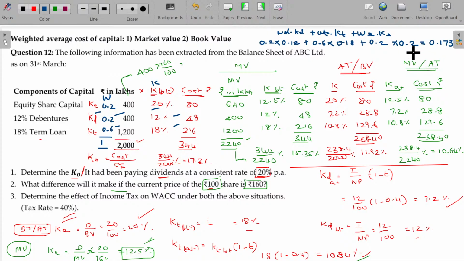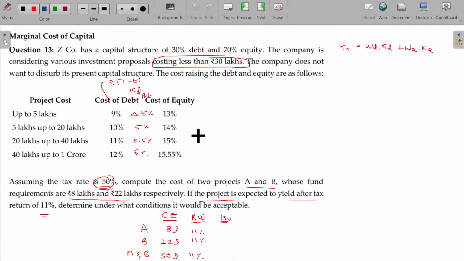Are you getting this value? 17, with a fractional difference, maybe rounding up, 17.3%. What we calculated earlier was a tabular model. Here we use the formula model, so we multiply the weight and the cost. This model is followed here because I need to solve in a single line rather than creating a table.